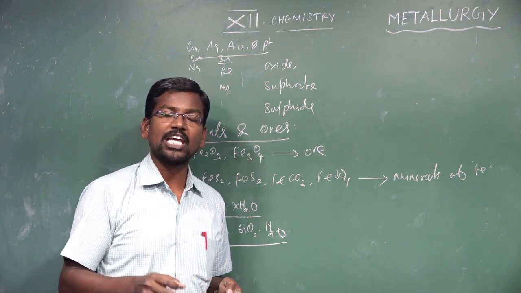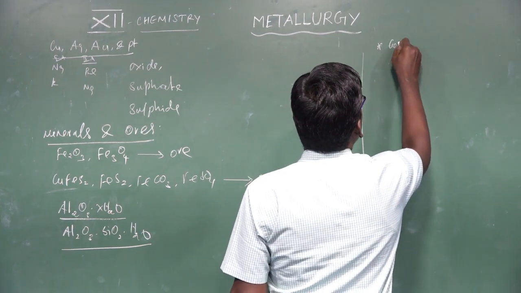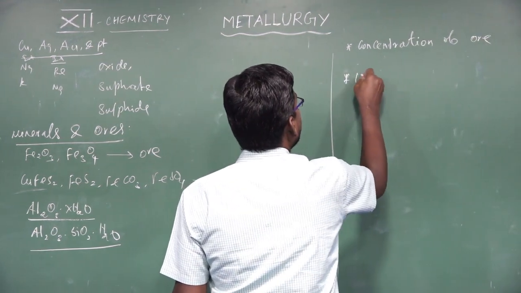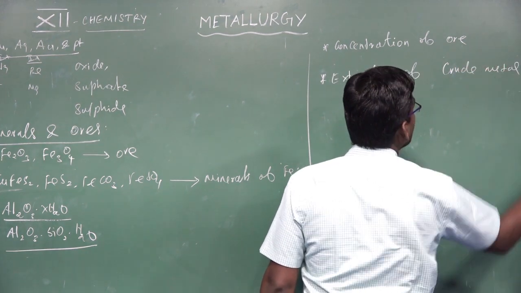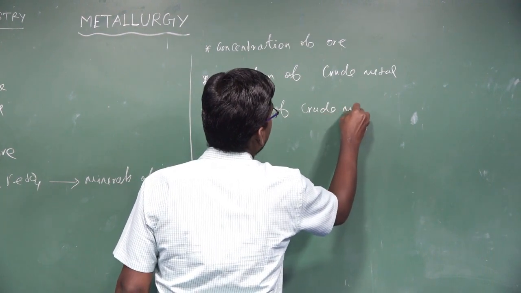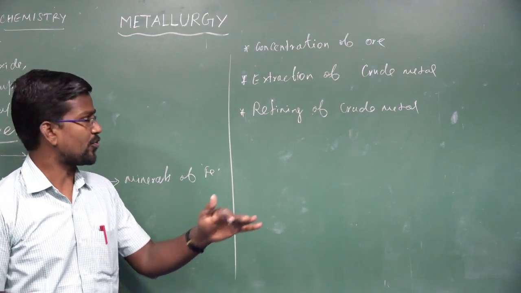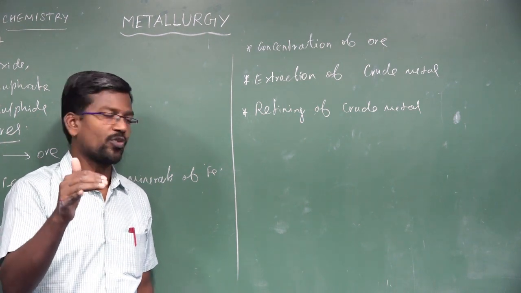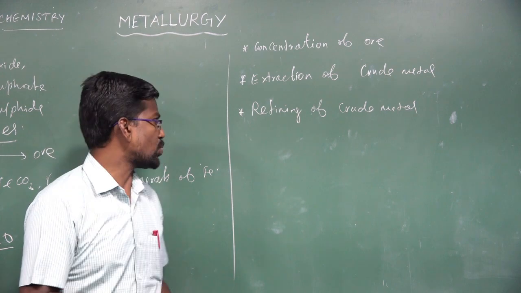Okay, the next one. The extraction of the metal of interest from the ores can be done by different methods. It consists of the following three processes: the first one is concentration of the ore, another one is extraction of crude metal, and the last one is refining of crude metal.